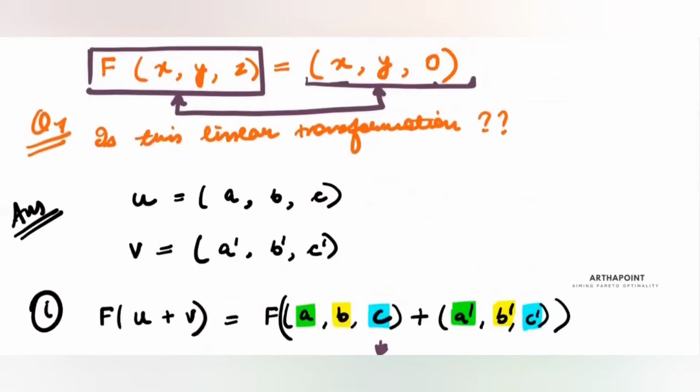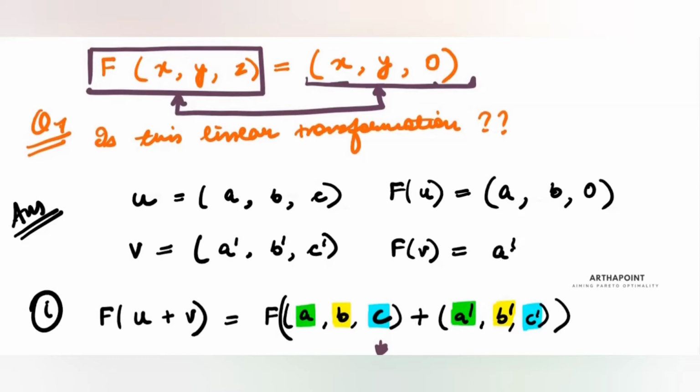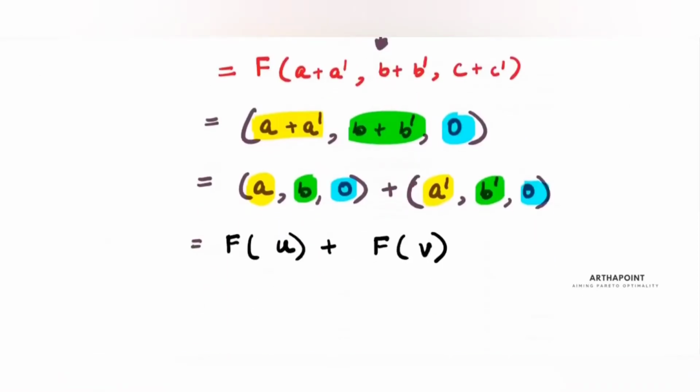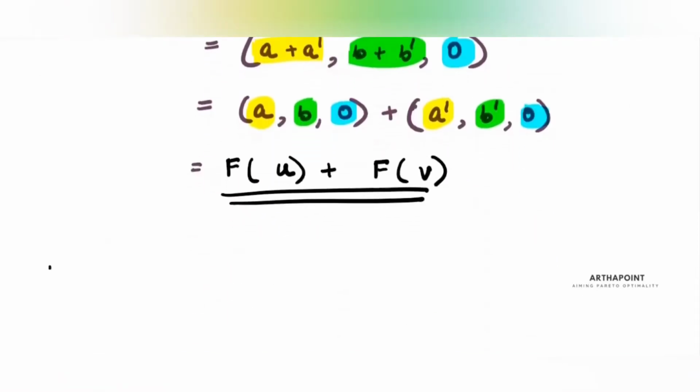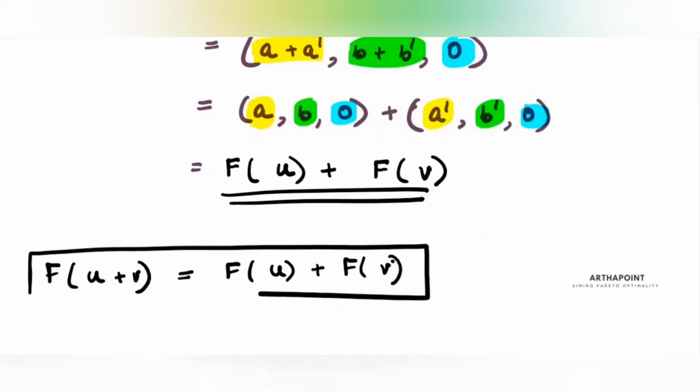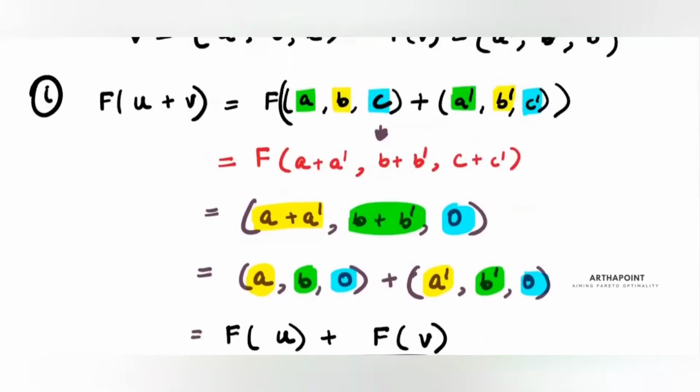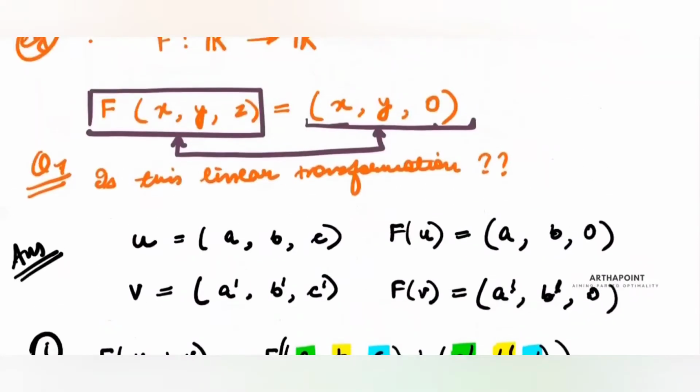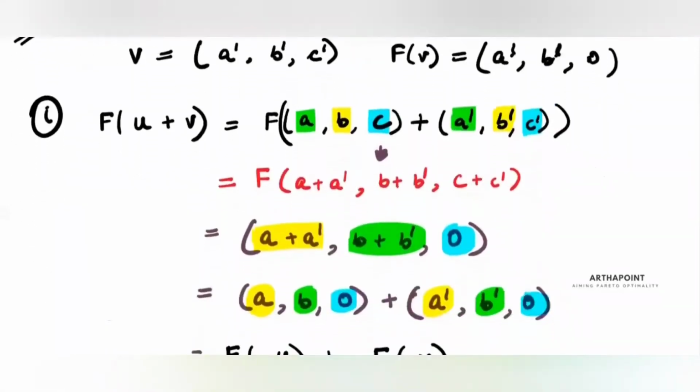Because when the function is only applied on u, you will get the first element as it is, second as it is, and instead of third, you will get 0. And when the function is applied on v, you will get the first element as it is, second as it is, and third, you will get 0. So I started with f of u plus v, and I proved that this is equal to f of u plus f of v. Now, this is my first part of the proof. I still have to prove the second thing. I still have to check the scalar property for linear transformation.